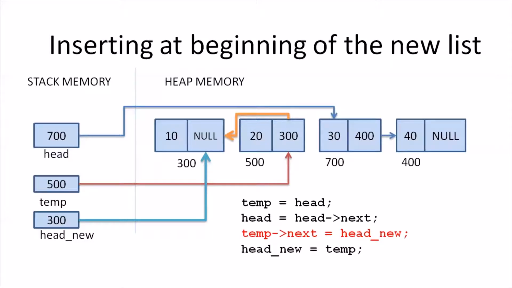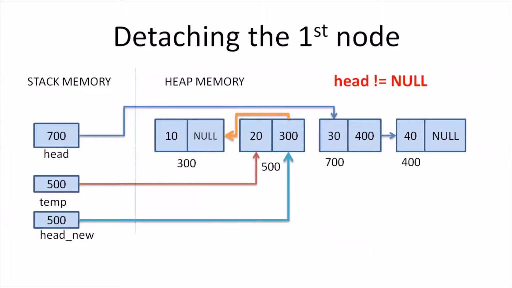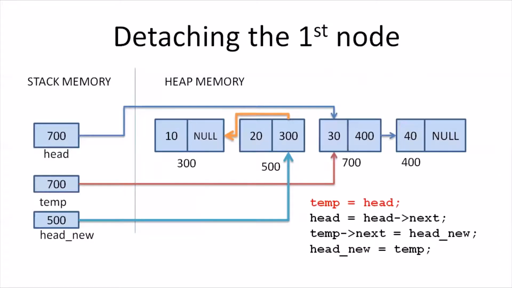Next, we do head new is equal to temp, indicating that the node temp is now going to be the first node of the linked list. After this, again when we check the value of head, we find that head is not null. So that means the loop will iterate once again. As the loop iterates once again, we set temp is equal to head, indicating that temp will now hold the address 700, indicating the third node of the original linked list.